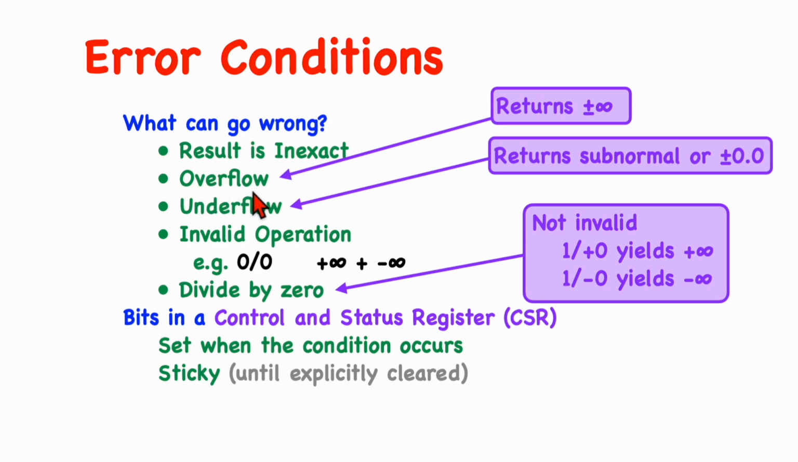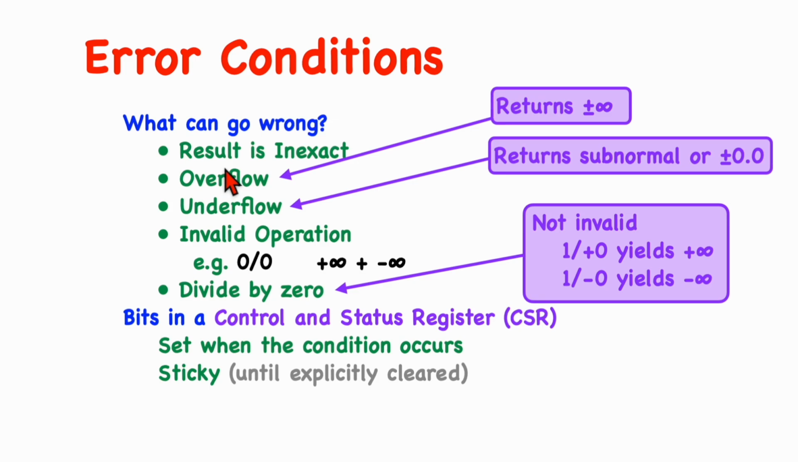We can also have overflow, in which case the result would be either positive or negative infinity. We can also have underflow, where the result is a subnormal value, or possibly 0 itself. We can also have invalid operations. For example, if we try to divide 0 by 0 or add plus or minus infinity. And finally, we have the well-known divide by 0 problem. It turns out that this is not necessarily invalid. For example, 1 divided by positive 0 yields positive infinity, while 1 divided by negative 0 yields negative infinity.